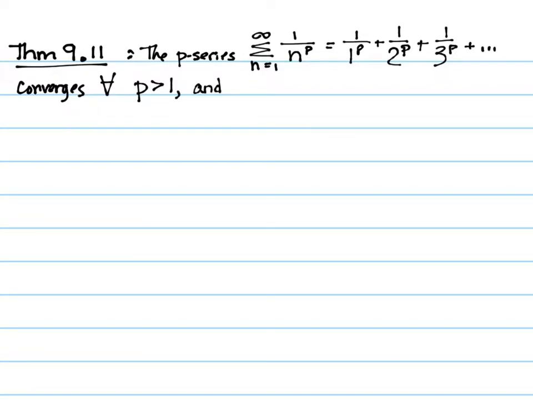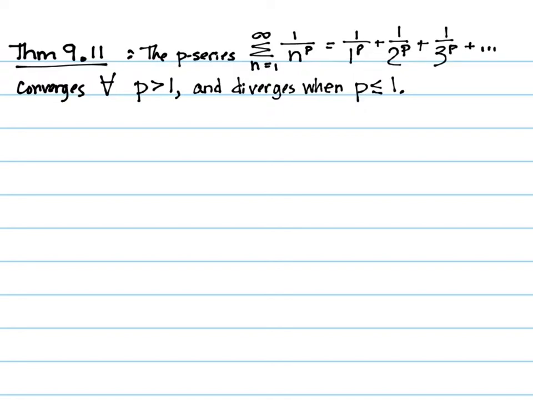and diverges when p is less than or equal to 1, sorry, I forgot the equal to there. So in our example before, the harmonic series, p was equal to 1, so it's going to diverge according to this theorem.